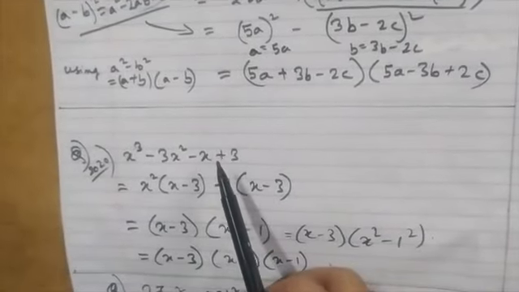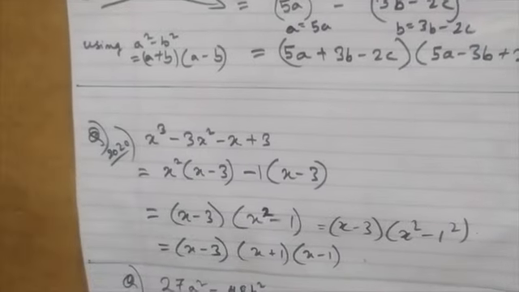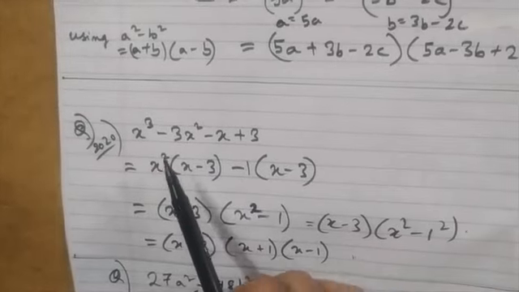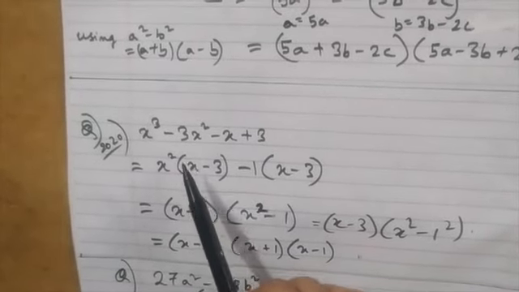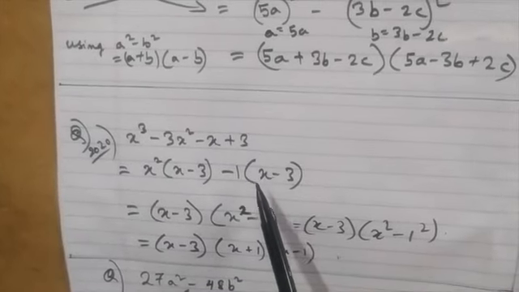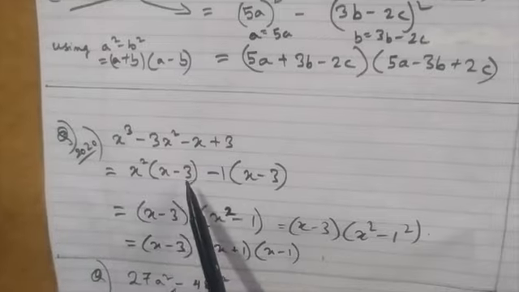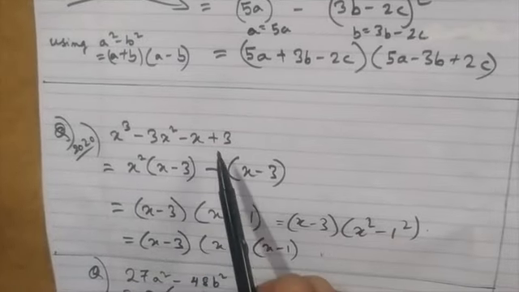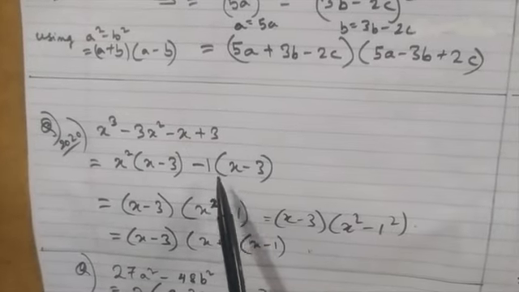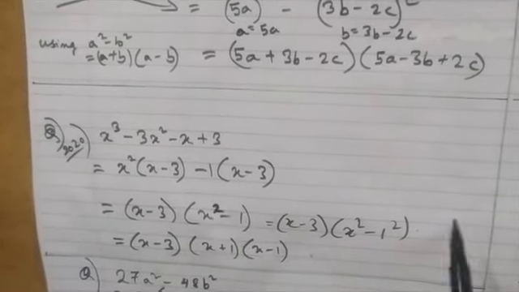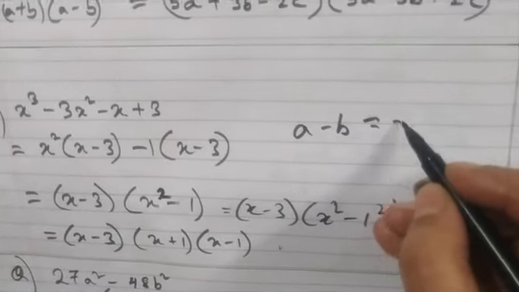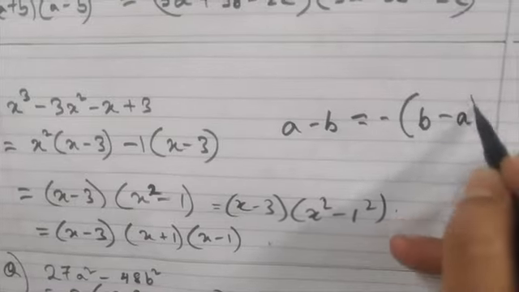Another question which has come in 2020 is x³ − 3x² − x + 3. From the first two terms, if we take x² common, x − 3 will be within brackets. From the next two terms also, x − 3 must be within brackets. So in order to ensure that, I have taken minus 1 common. Remember, from a − b, if you take minus 1 common, it becomes b − a.